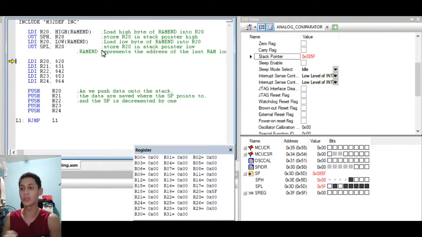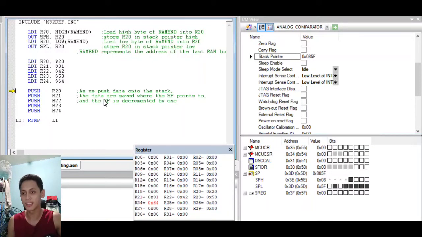next we load the values: R20 with the value of 20, R21 with 31, R22 with 42, R23 with 53, and lastly R24 with 64. Then push. This is the push, and as we push data onto the stack, the data are saved where the SP points to, and the SP is decremented by 1.